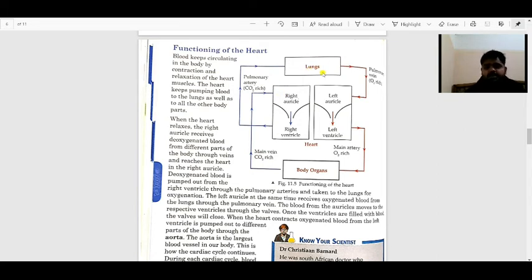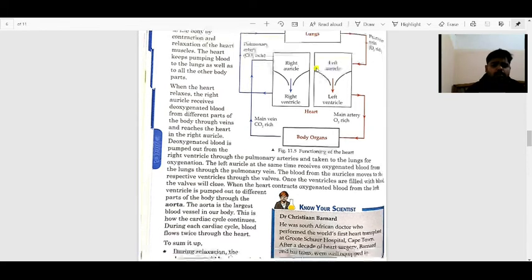So one question might come: what is oxygenation? It is nothing but enriching the blood with more oxygen, and it occurs in your lungs, because through the alveoli, the blood will have more oxygen through the process of diffusion, through the capillaries which are surrounding the alveoli.